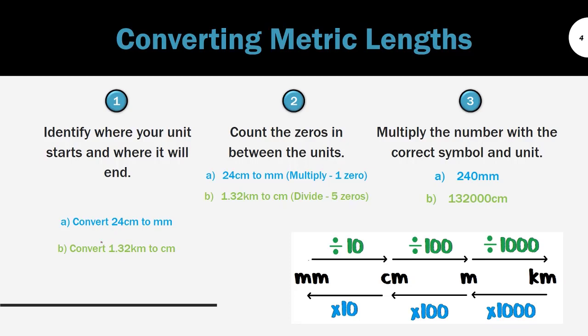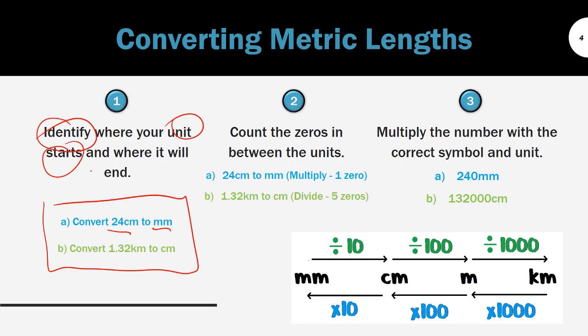So let's have a look at this question. Okay. I've got two questions here, A and B. So the first one says convert 24 centimeters to millimeters. Okay. So we need to identify where our unit starts and where it's going to end. Okay, where will it end? All right, so we're converting centimeters to millimeters. So let's have a look here. We're going centimeters to millimeters.